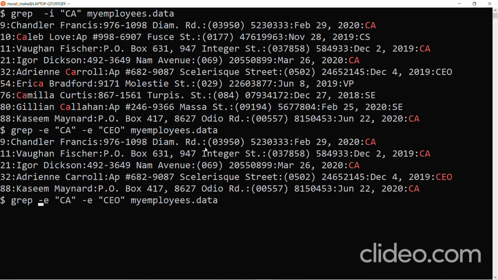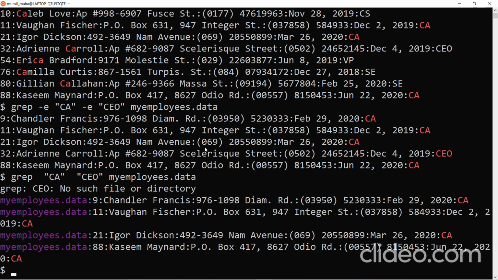In case you are not giving the -e option, what happens? It will understand only CA as the pattern to be matched. CEO also it will think is a file. That is why grep is telling us: grep CEO, no such file or directory. It checks, is there a file called CEO? It is not there, so no such file or directory. It looks for the pattern CA in the file myemployees.data. So only the immediately following argument it understands as the pattern. All the subsequent arguments it understands as files.